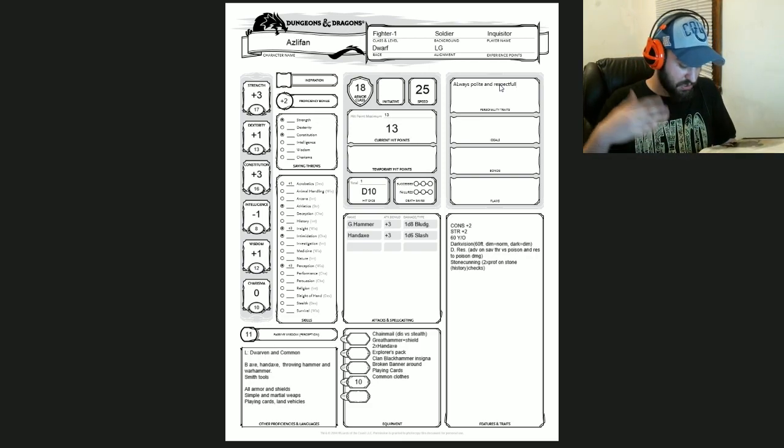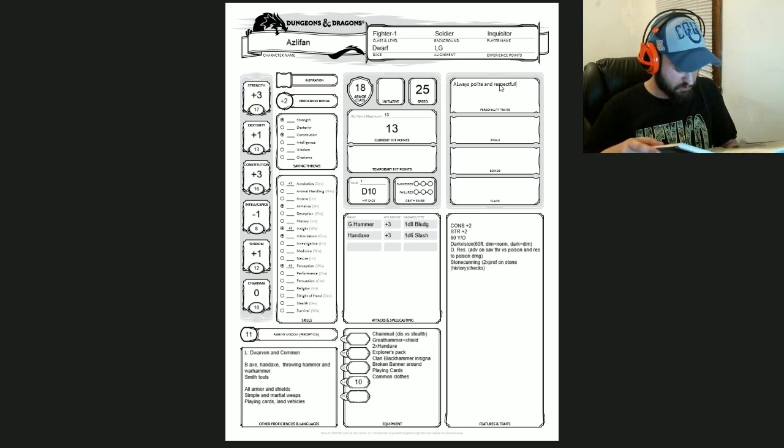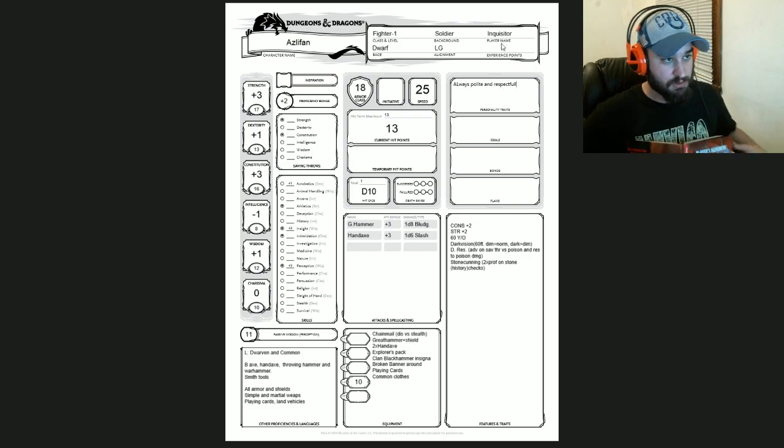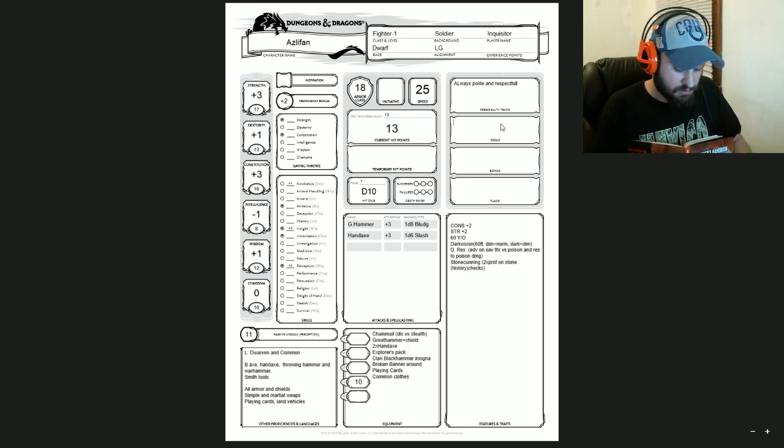And the same thing goes for ideals. You can choose a bunch. Since I am lawful good, I'm going to go with: do what I must and obey just authority. For the ideals, do what I must and obey authority.